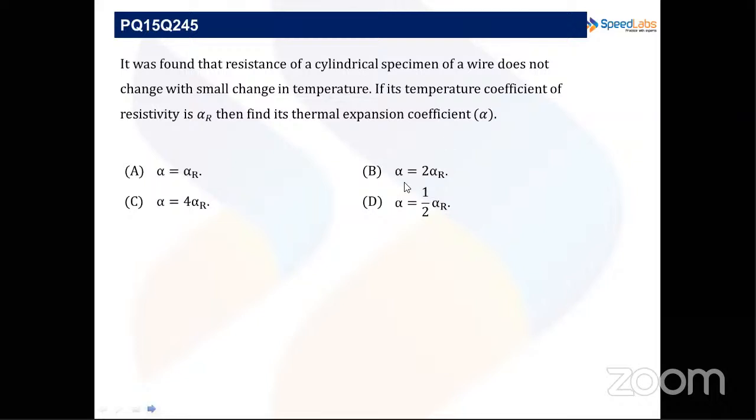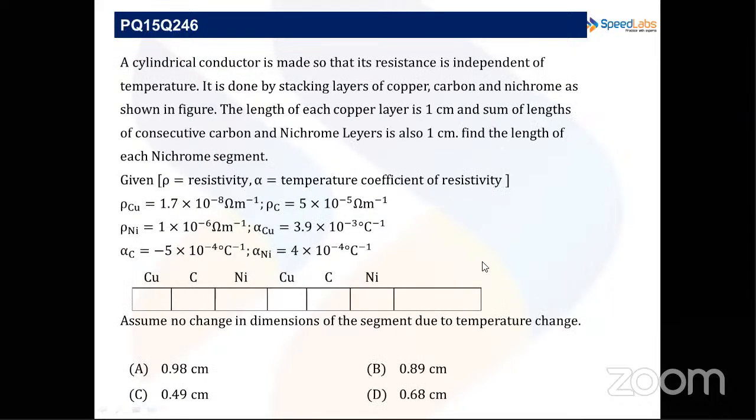Next is this question. Now, this question is a lengthy one and calculation based. Most of the calculation is there. So the question is saying that a cylindrical conductor is made so that its resistance is independent of the temperature. Again, resistance does not change. It is done by stacking layers of copper, carbon and nichrome as shown in the figure.